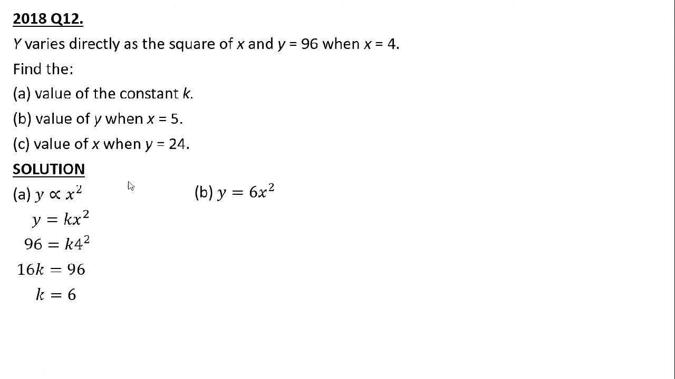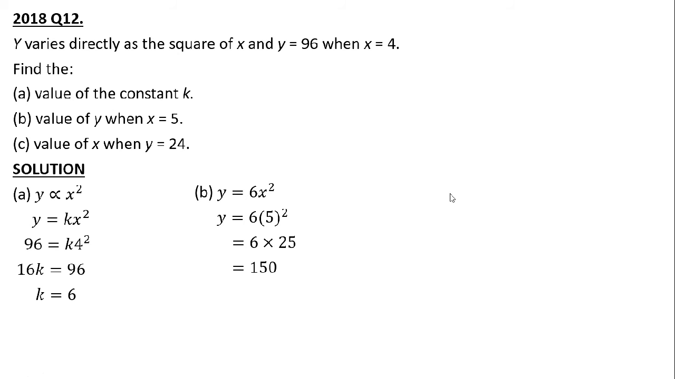Since y varies directly as the square of x, where there's k, we'll replace our 6. So we have y equal to 6x squared. To find the value of y, where there's x, we'll replace a 5. So we have 5 squared. 5 squared is the same as 25. Multiply 6 times 25. Our y is equal to 150.